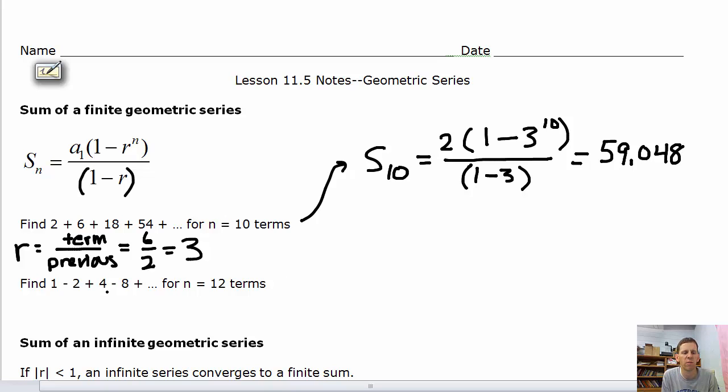What I'd like you to do is see if you could find the sum of these terms. These would be the first 12 terms of this geometric series. Using this formula here, we'll pause the video and see what you get in just a moment.